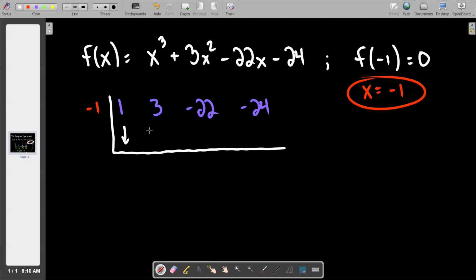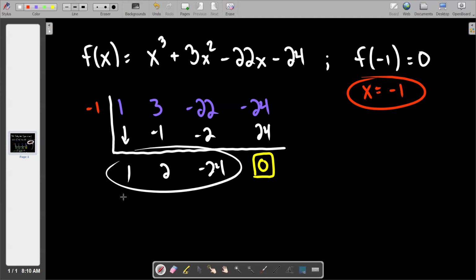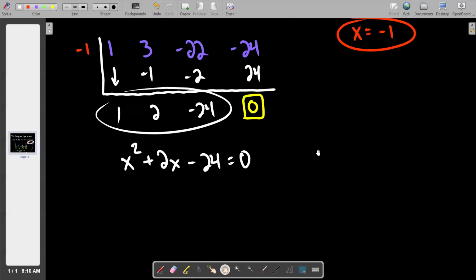So we're going to drop the 1. We're expecting, of course, the 0. If not, something has gone wrong. Drop the 1 and we go. -1, 2, -2, -24, multiply, 24, 0, boom, done. So what are the coefficients of our quadratic? So what is the quadratic that I need to write? x squared plus 2x minus 24. Good. And then, of course, please put your equal zeros.